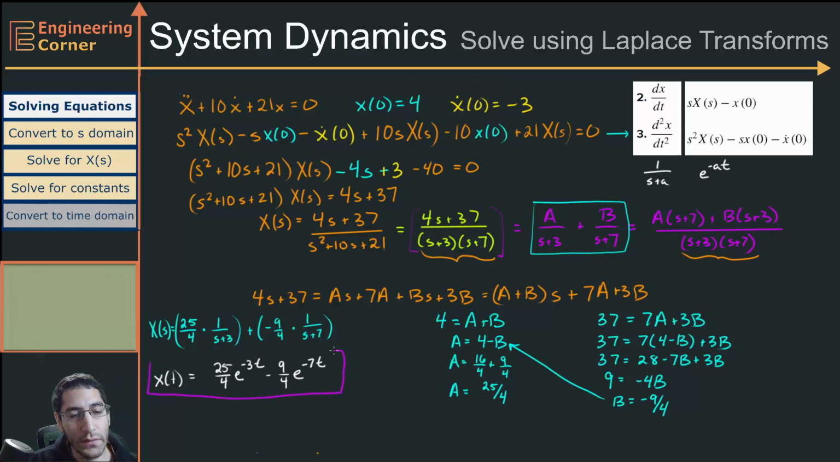x of t is equal to 25 over 4 e to the minus 3t minus 9 over 4 e to the minus 7t. So hopefully this has given you an introduction to how to solve a differential equation using a Laplace transform.